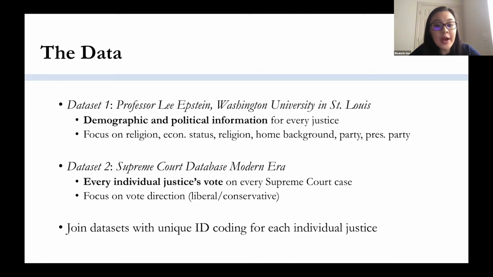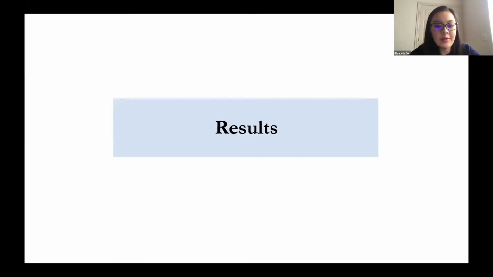The second tracked each individual justice's vote on every Supreme Court case, including the vote direction, so a binary liberal or conservative. I then joined these two sets using a unique ID code for each justice so that in one row of my full data set, I had the demographic, political, and voting information of a single justice in a single case. Now I'll discuss the results and what I found.